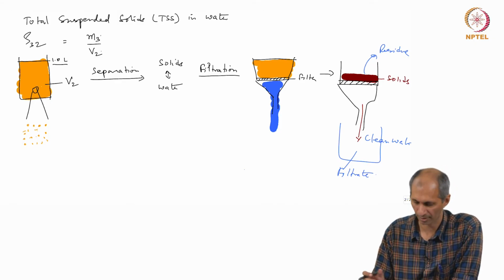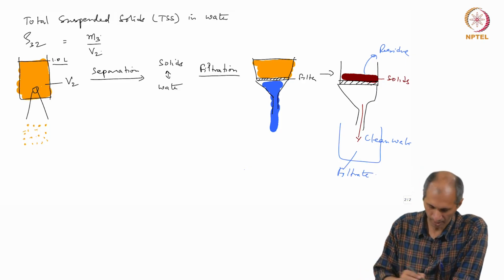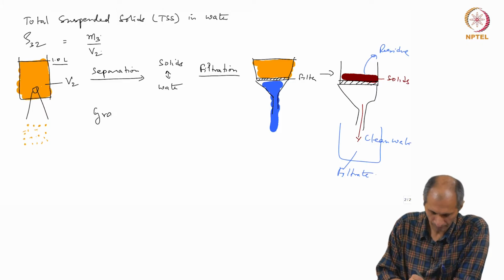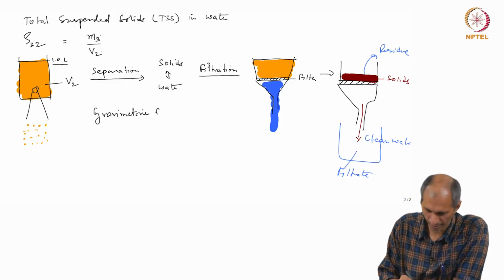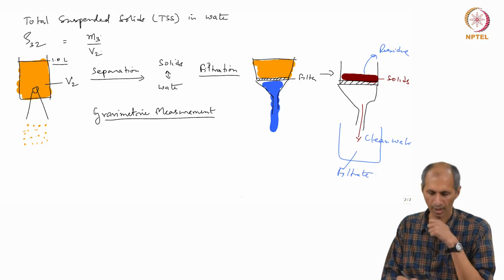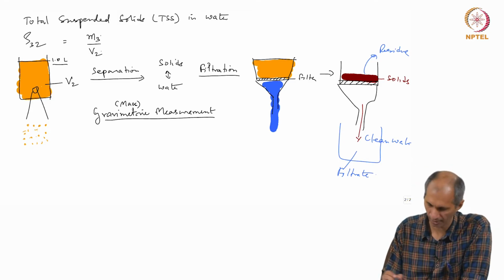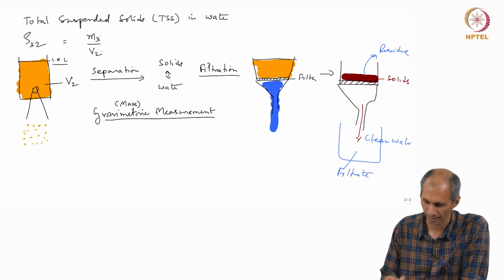Now, I measure it using a weighing balance. I do what is called a gravimetric measurement. When we say gravimetric measurement, it is mass measurement. Gravimetric is mass measurement. We use a balance, a weighing balance, to do it.